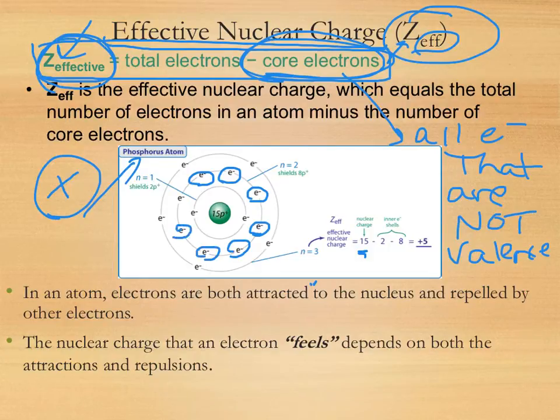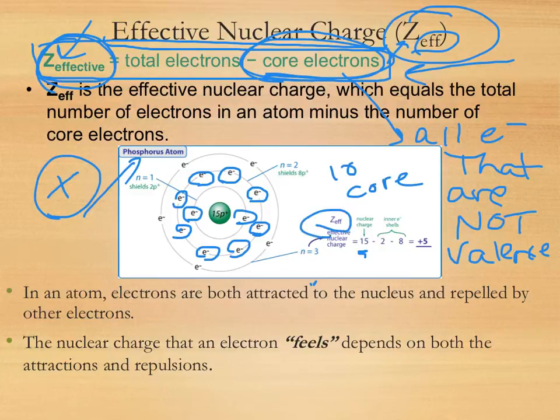5, 6, 7, 8, 9, 10 core electrons in phosphorus. 10 electrons are not valence electrons. Okay, so according to the formula I just gave you here, Zeff, or the effective nuclear charge, is 5. It's 15 minus 10, and that's an effective nuclear charge of 5. What that means is these valence electrons in phosphorus, in the outermost energy level, only feel 5 protons from the nucleus because of all of the interference by these core electrons.